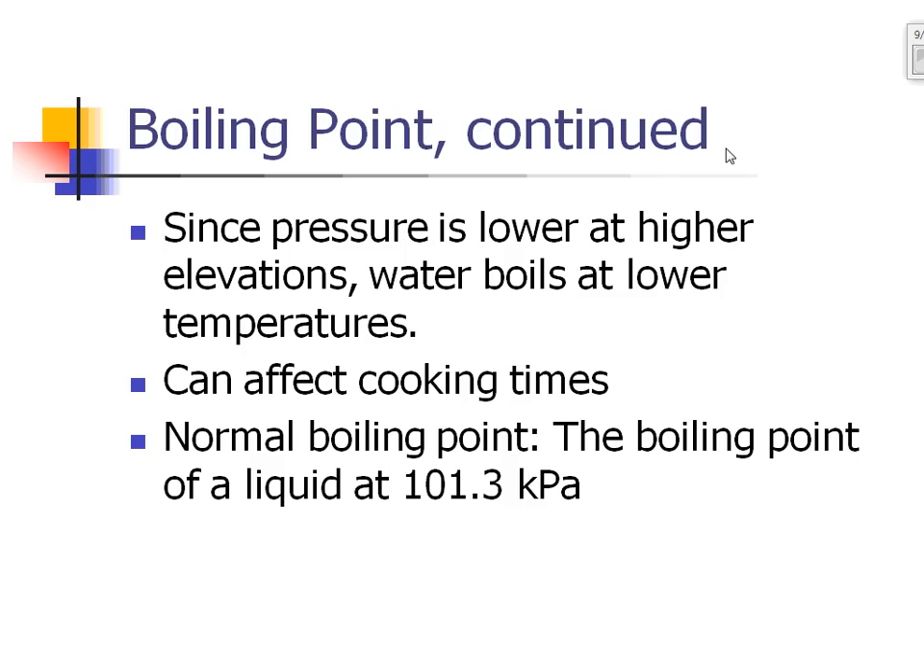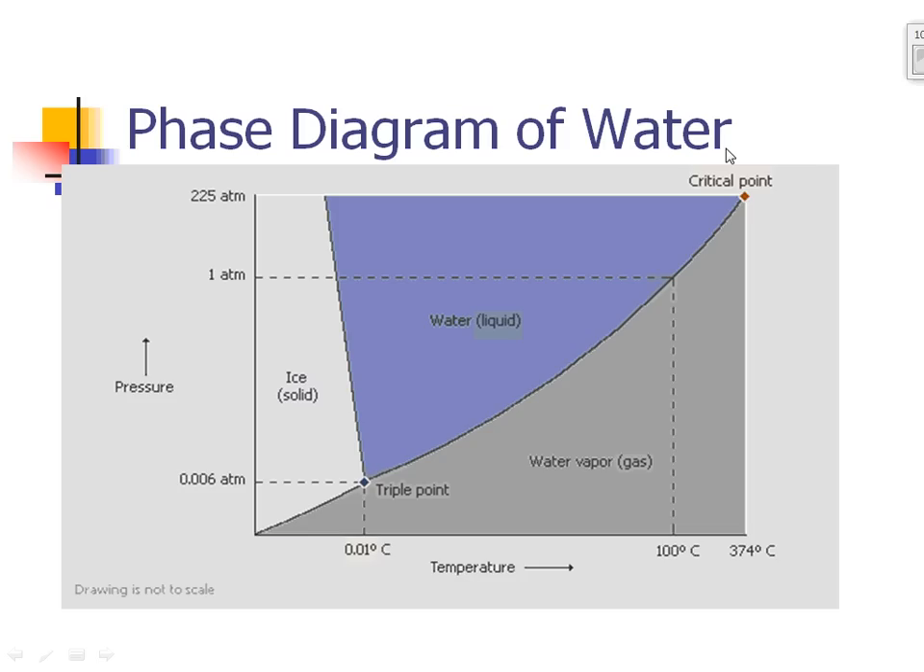So at normal boiling point, the boiling point of a liquid is at 101.3 kilopascals. If we look at pressure, that's what it's at. So this leads us to our last little bit, called a phase diagram. If you notice with this phase diagram, there are 3 different spots: we have our solid ice, liquid, and gas.